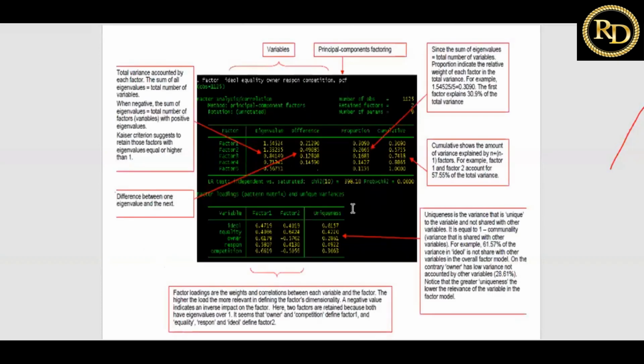So you can see here, this is your eigenvalue, and these are your factors: factor 1, 2, 3, and which of the factors are important. You just need to write the names of your variables and then write PCF. It will give you the output in Stata.